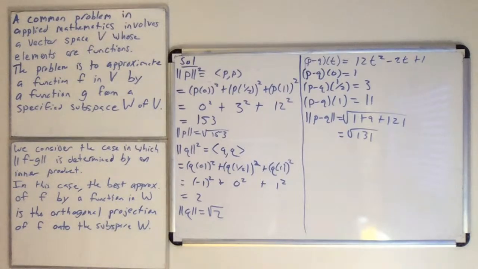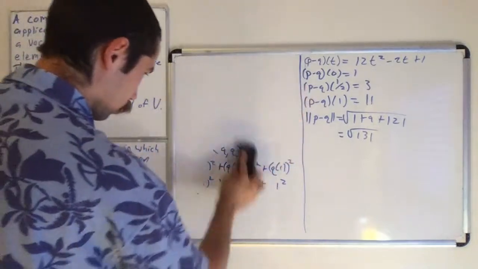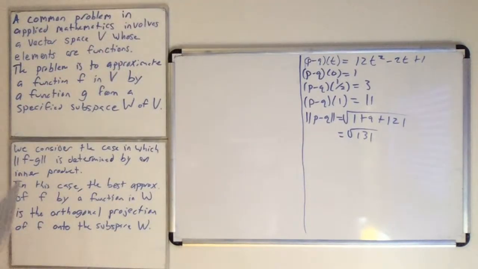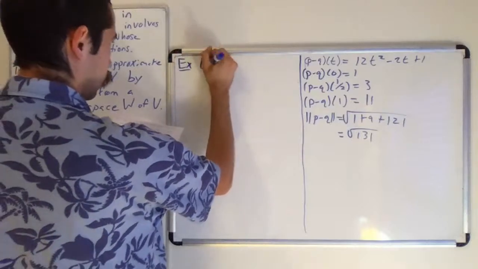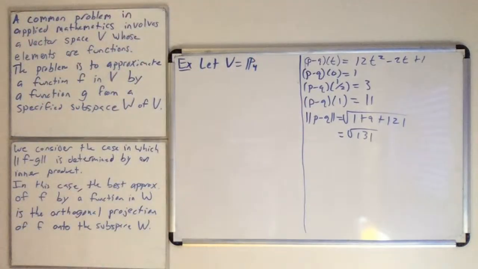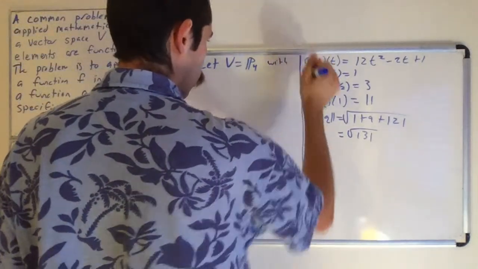Okay, so let's take a look at an example to see that what we're doing here is really not too bad. Okay, so this example has two parts. So we'll just do one part at a time. Okay, so we'll start by saying let V equal P4. We're going to need some more space.